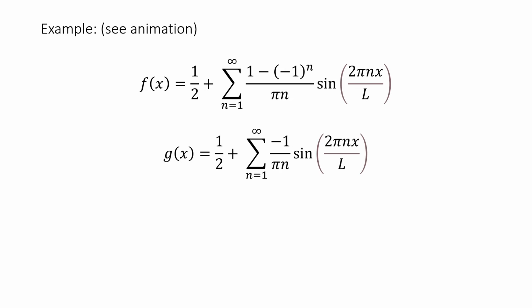The first example is the following Fourier series. f of x equals 1 half plus the infinite sum starting at n equal 1 going up to infinity of the following summands, namely 1 minus negative 1 to the nth power divided by pi times n, multiplied with the nth Fourier sine mode, sine of 2 pi nx over L. In that case, we can read off the coefficients from this formula. On the one hand, we have that a0 equals 1 half, and all the an, all the coefficients of the Fourier cosine modes, vanish, are equal 0, but the coefficients of the Fourier sine modes have the form 1 minus negative 1 to the nth power over pi times n.